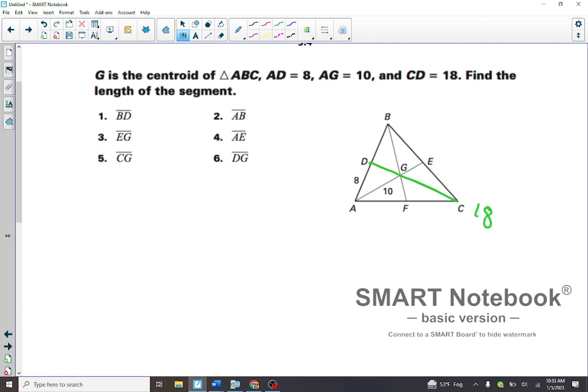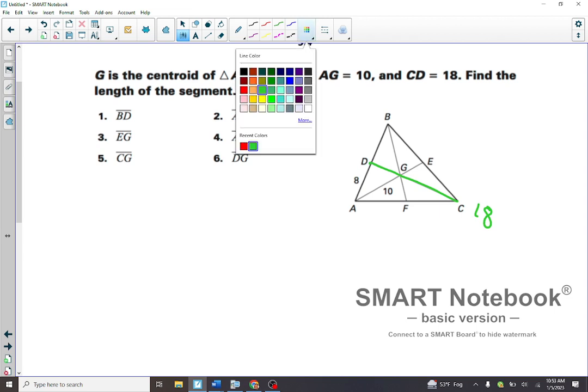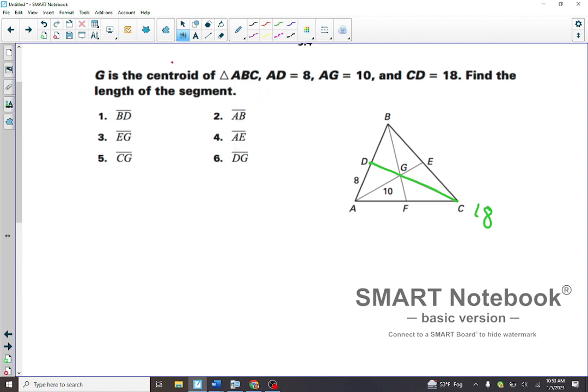Okay, find the length of the segment. So we're going to do one at a time, all right? Wait, how do you know that's 18? It tells me in the instructions. So that's why you got to read the instructions carefully. All right, BD is this line here. Is it 16? Oh no, BD is 16, right?